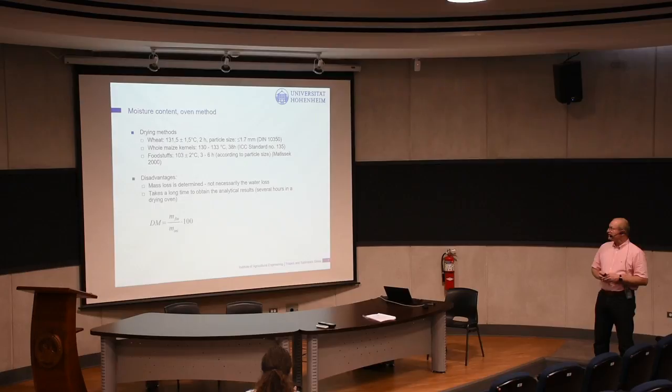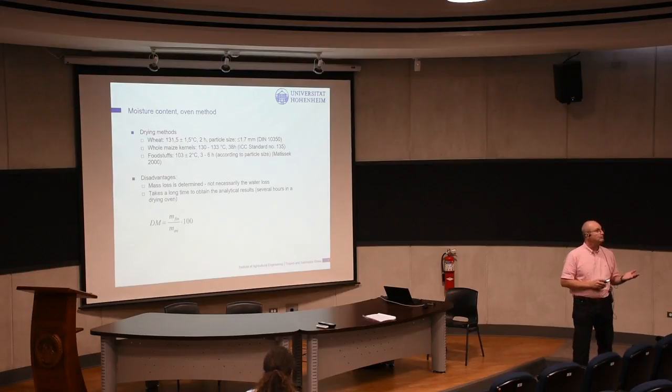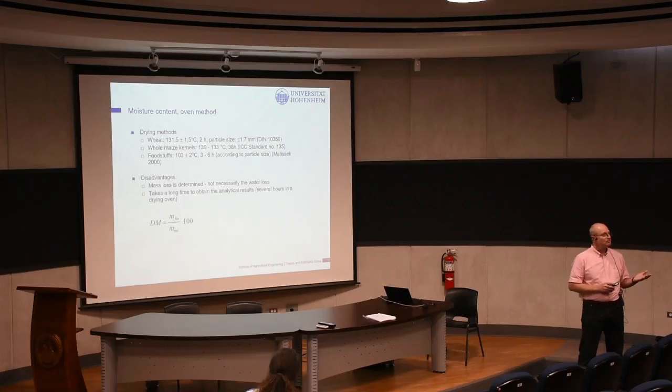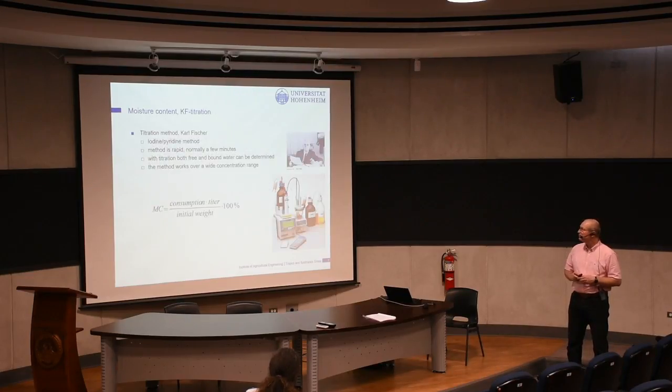Okay, there are disadvantages to doing this in the oven because you can also lose some volatile components which are not water. For cereals, this is not a big issue, but think of peppermint. Peppermint can have 3 or 4% of essential oil, and this is gone. And this is counted as water. Wow, not very good. And okay, therefore there are also other methods.